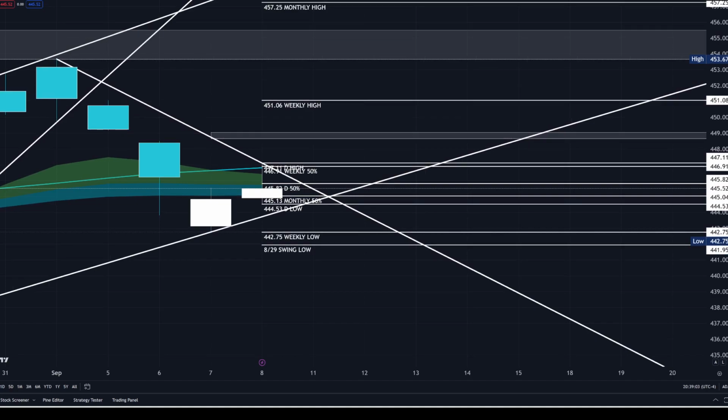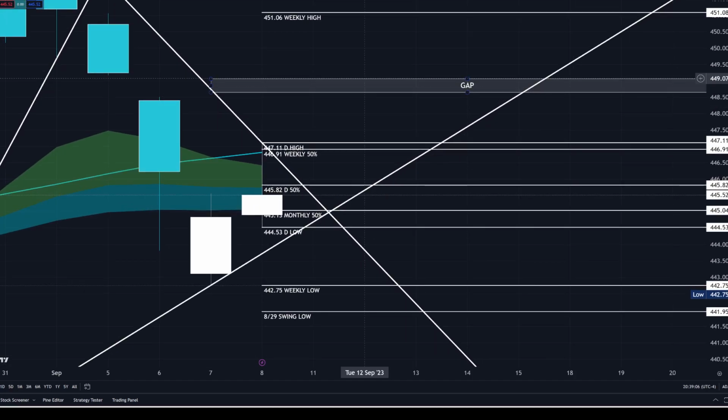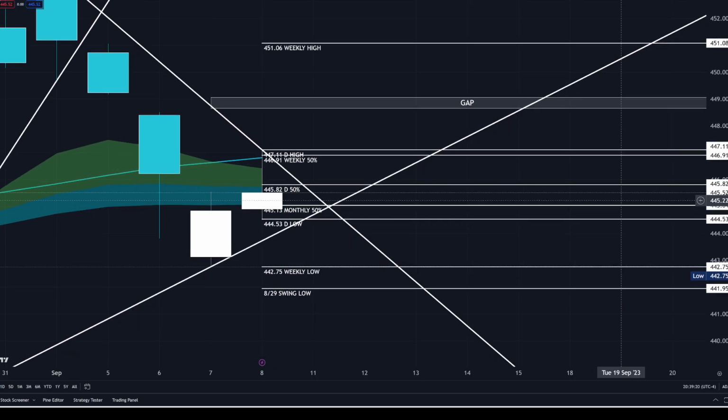Let me see. Okay, yeah, right there. So we have the weekly high, the daily high, 50% of the week, 50% of the month, or the day, 50% month, day low, week low, and then I said swing low from May 29, August 29, right? Because that's essentially going to be our next low target if we are looking for a swing to the downside.